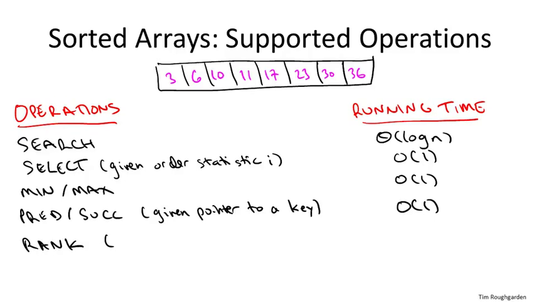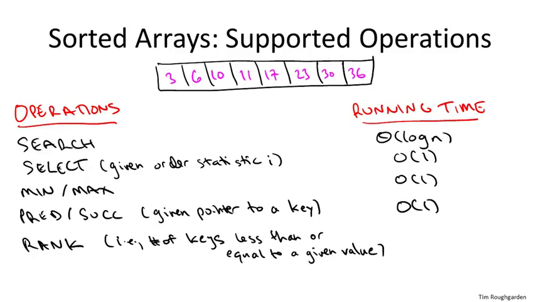What else? Well, how about the rank operation? So we haven't discussed this operation in the past. What rank asks is how many keys stored in the data structure are less than or equal to a given key. So for example, the rank of 23 would be equal to 6 because 6 of the 8 elements in the array are less than or equal to 23.